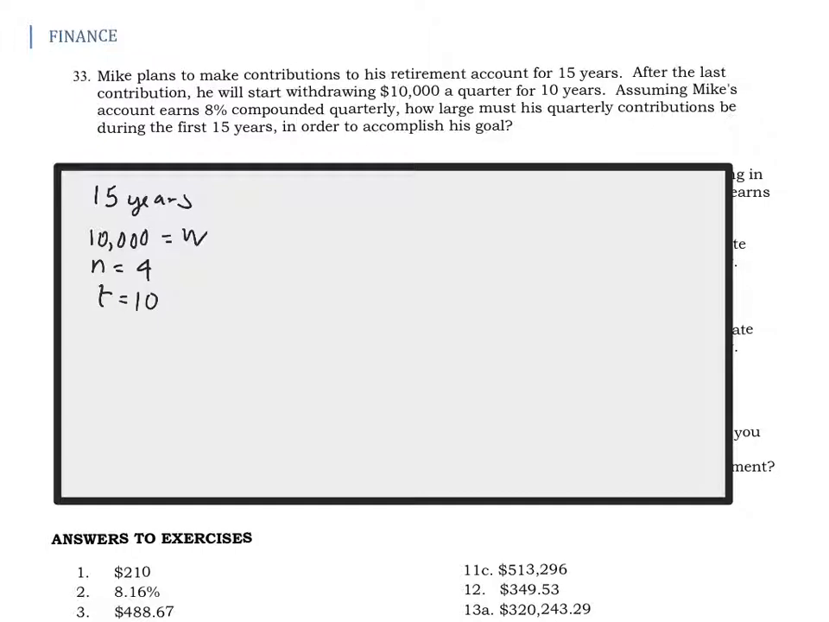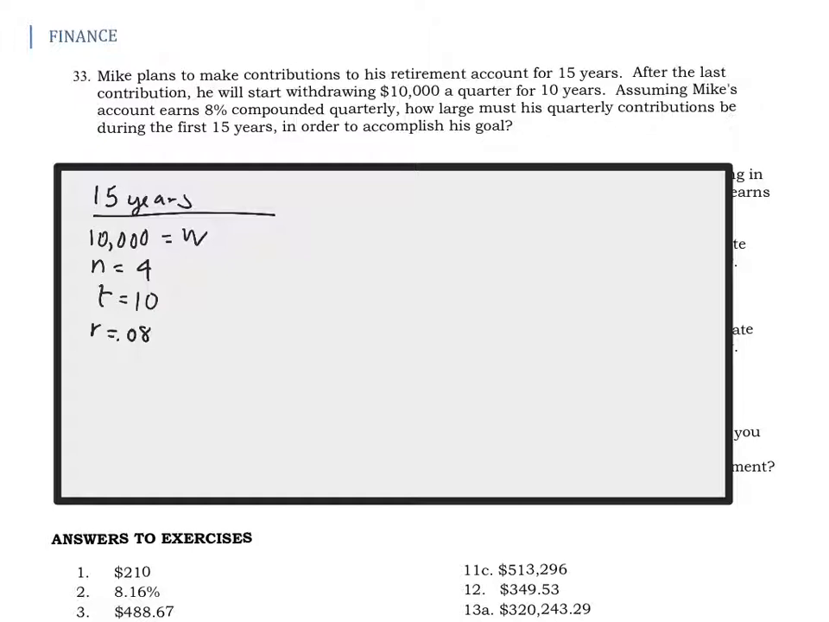Assuming Mike's account earns 8% compounded quarterly, how large must his quarterly contributions be during the first 15 years in order to accomplish this goal? Well, before I can figure out how much he should be depositing in his first 15 years, I need to figure out how much he will need to have in his account.